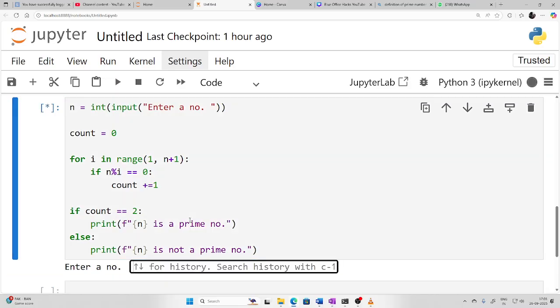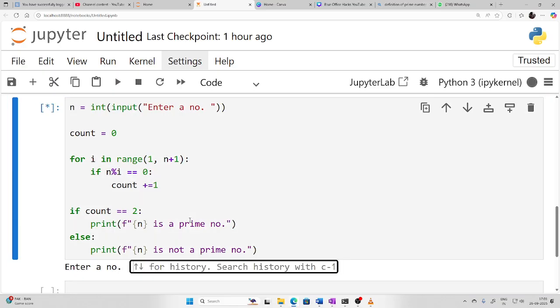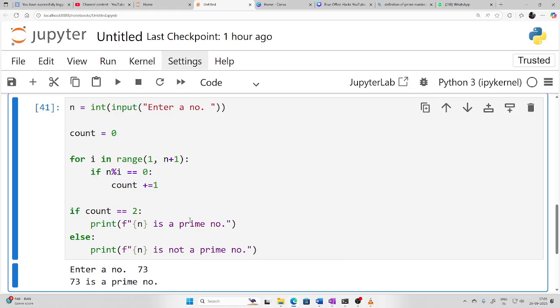Is 91 a prime number? It is not a prime number. Is 73 a prime number? It is a prime number. So it is so simple.